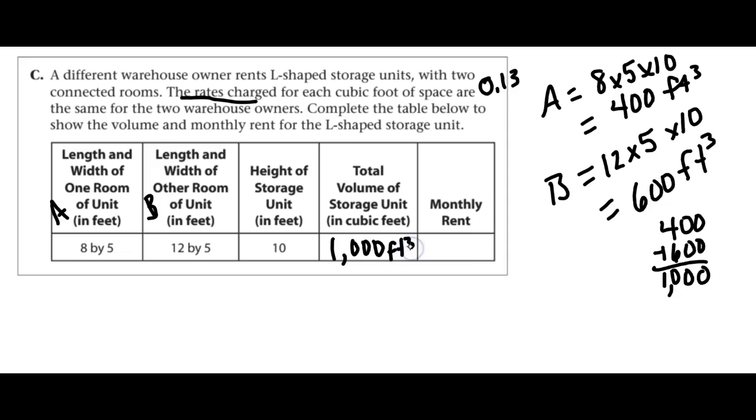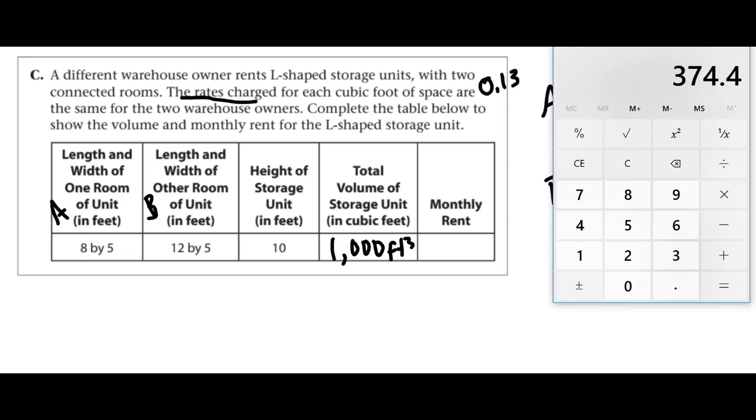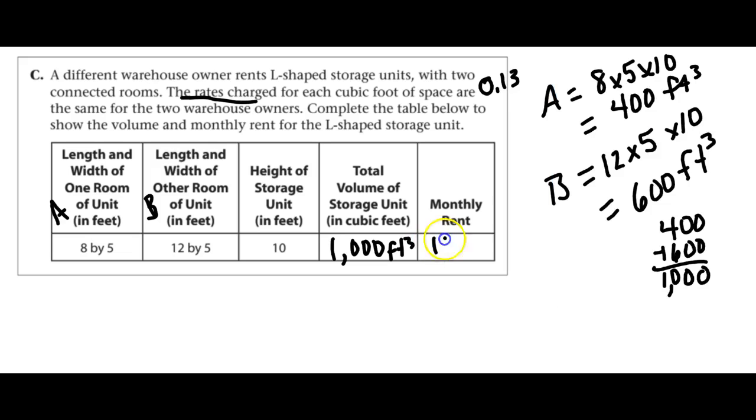cubic feet. Now, if the rent is the same that is being charged, it's 13 cents. So I need to take 1,000 times 13, and I get $130 in rent for the L-shaped storage unit.